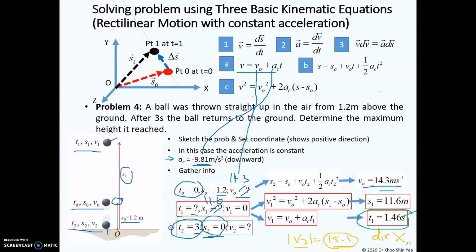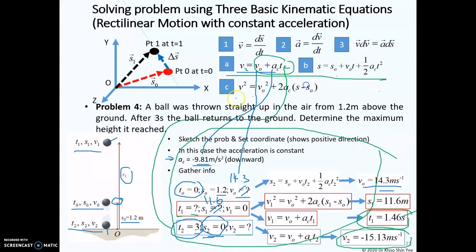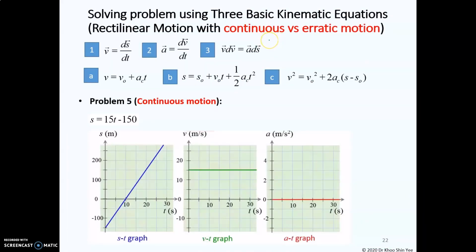By using similar step, substitute T2 inside here, and then V2 is unknown. So you can solve this. You should get V2 equal to negative 15.13. We succeeded in finding all the kinematic parameters by using these three equations. We are going to discuss the example that involves continuous and erratic motion.